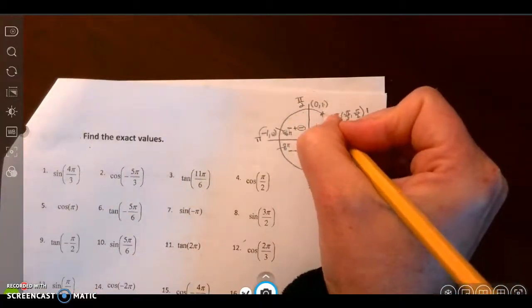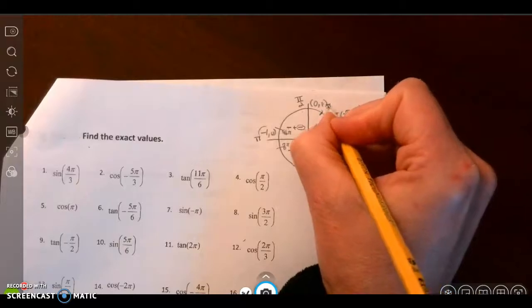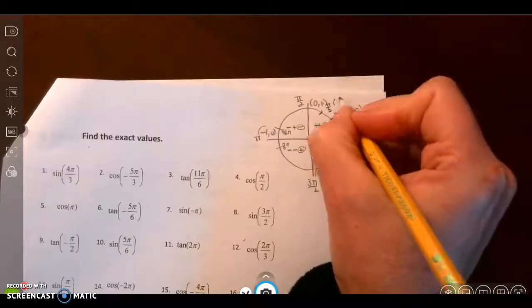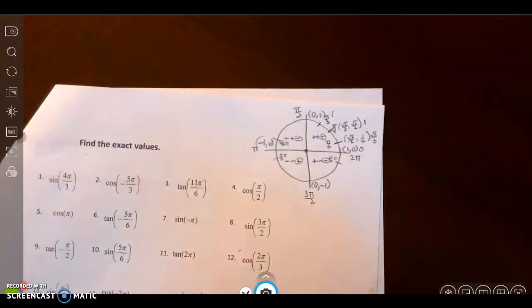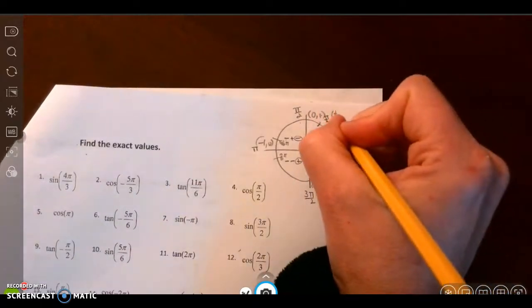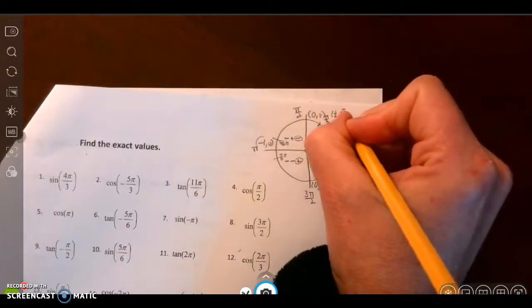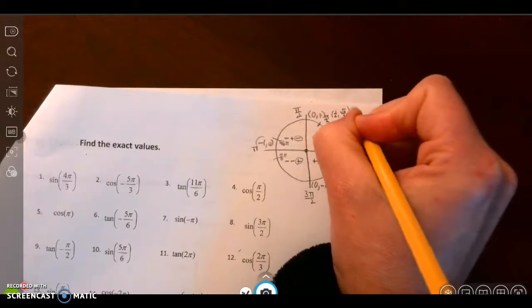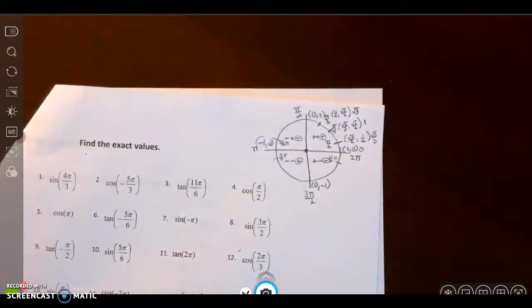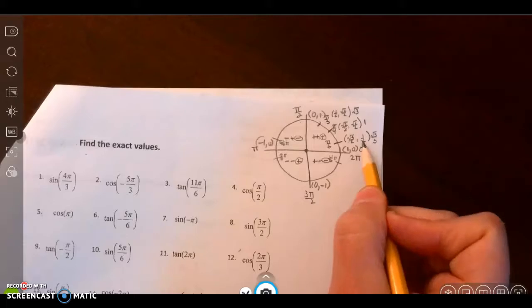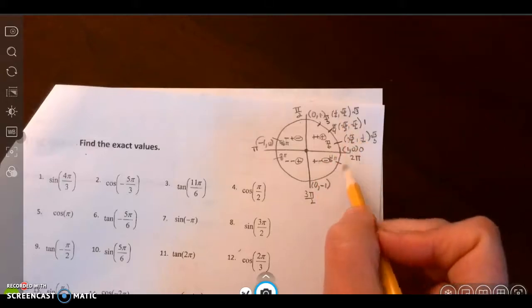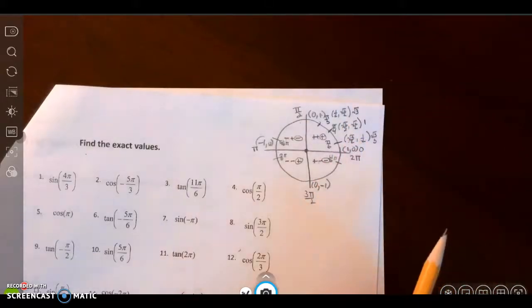And then this is my pi over 3 family, which is the inverse of my pi over 6 family. So it's 1/2, square root of 3 over 2, and this is simply the square root of 3. So if I just know the 4 corners and the first quadrant, I can really figure out the rest.